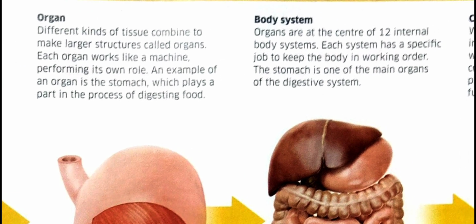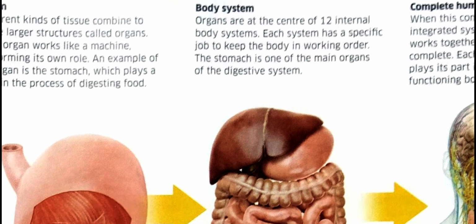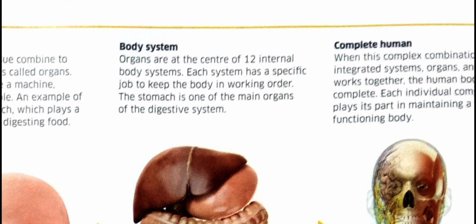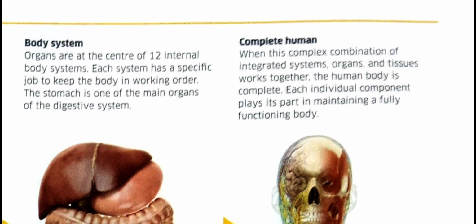Body system. Organs are at the center of 12 internal body systems. Each system has a specific job to keep the body in working order. The stomach is one of the main organs of the digestive system. Complete human. When this complex combination of integrated systems, organs, and tissues works together, the human body is complete. Each individual component plays its part in maintaining a fully functioning body.